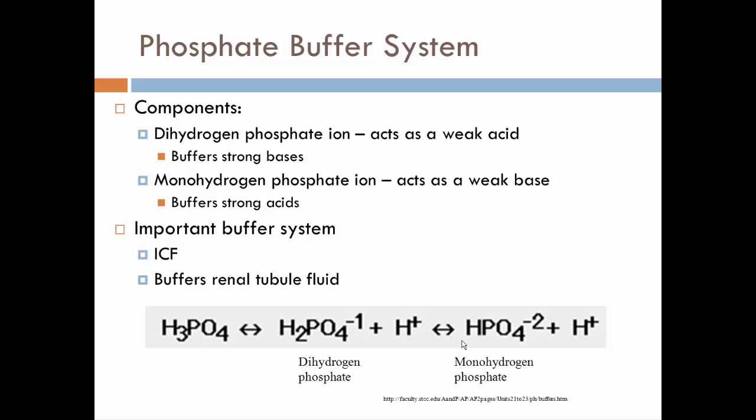Another buffer system is the phosphate buffer system. This works primarily inside cells. It's all about either tipping this equation to the left or to the right, depending on which direction we need to move. And so it involves the dihydrogen phosphate or monohydrogen phosphate, which can act as either weak acids or weak bases to neutralize the bases or acids, as we can see.